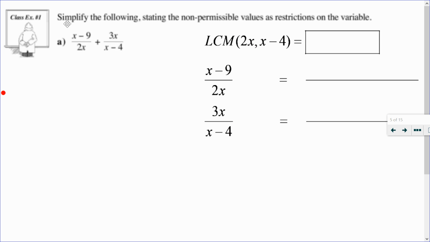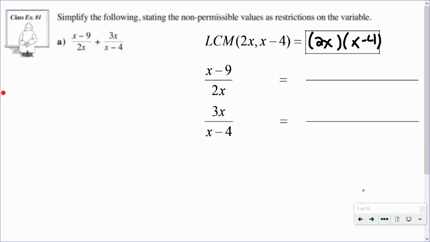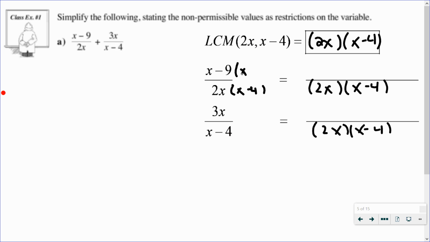Okay, let's try this one here. So looking at the denominator, I have 2x and x minus 4. So a monomial and a binomial. So my lowest common denominator is going to be one of each factor. So your multiple has to include one of each so that I can multiply to this lowest common denominator. Okay, in my first fraction, to go from 2x to this, I'm missing an x minus 4, so I will multiply numerator and denominator by x minus 4.